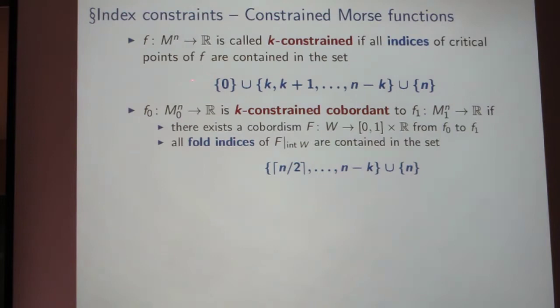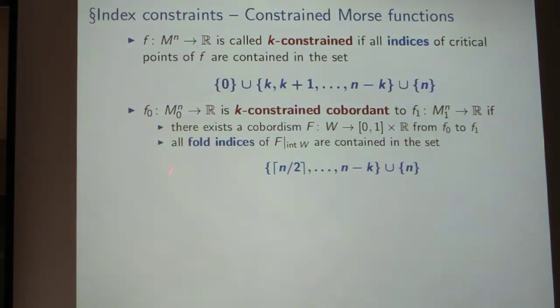So this means that the manifold should be highly connected because it's symmetric to this interval. But it is not so clear how to define the cobordism relation. But you can in fact define f0 to be k-constrained cobordant to f1 if, again, you find a cobordism in the sense I gave you before. So you mean a cobordism W from N0 to N1 and a map, big F, that is a fold map, basically from f0 to f1.